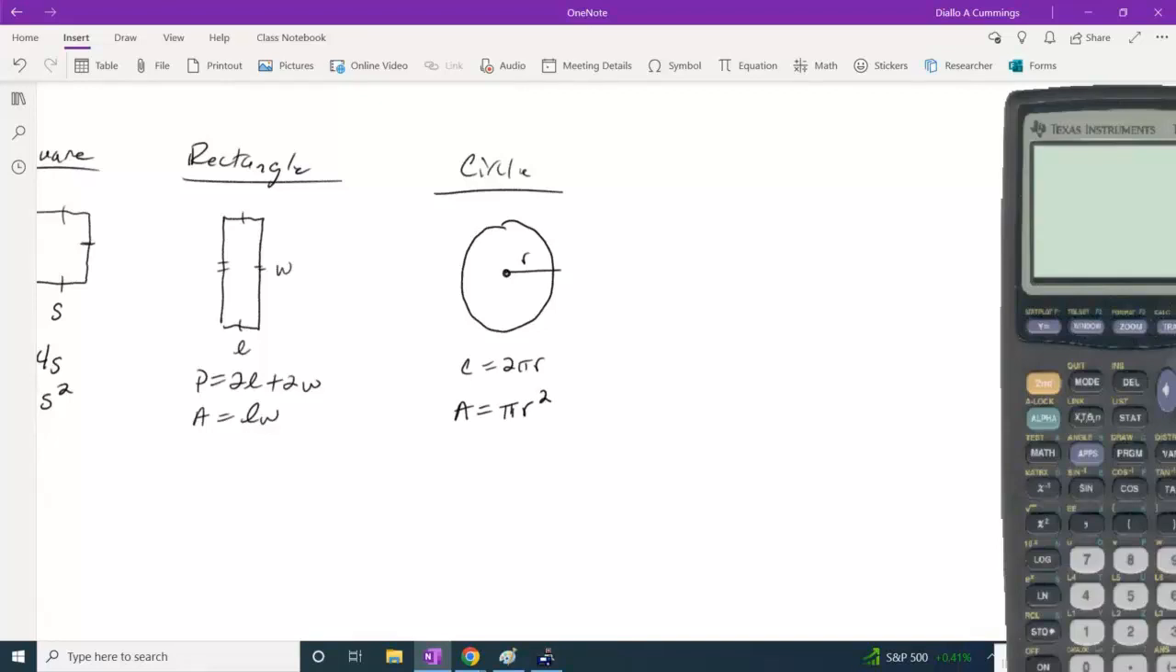So you got to be careful. In some of the examples, they give you the diameter, and you actually need the radius, which is half the diameter, to use these formulas.